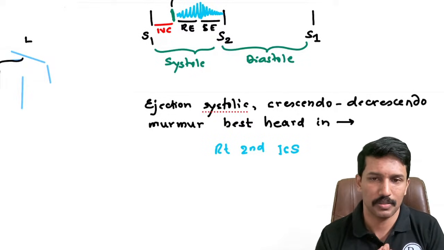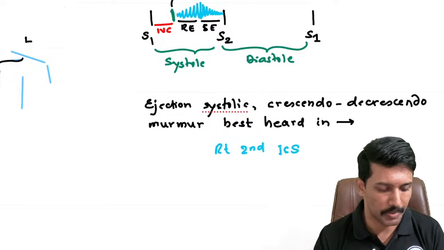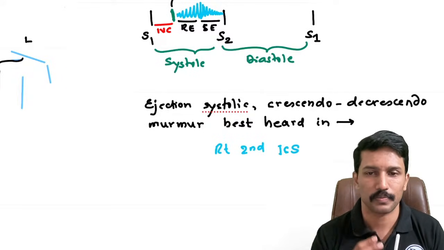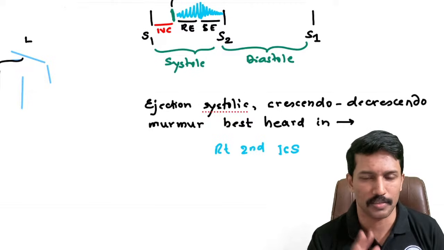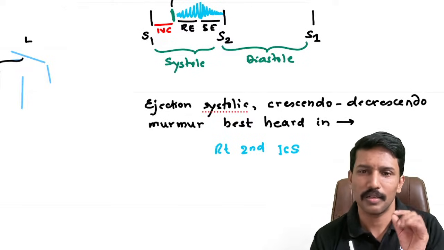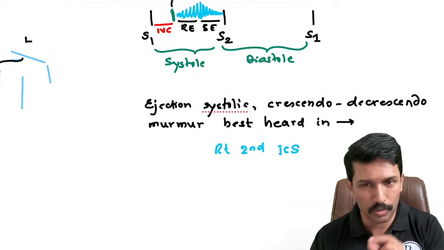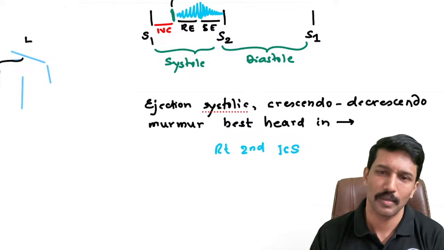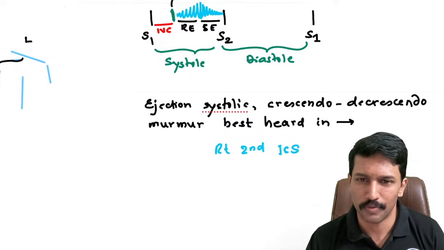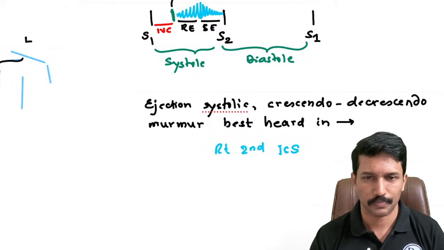Another thing you have to mention is whether the murmur is best heard in inspiration or expiration. That's a very, very important point that they will ask in your case presentation. So again, a simple rule: we just learned that a murmur is the sound produced by turbulent flow of blood. The more the flow, the more the turbulence, the more the intensity or loudness of the murmur. It's as simple as that.